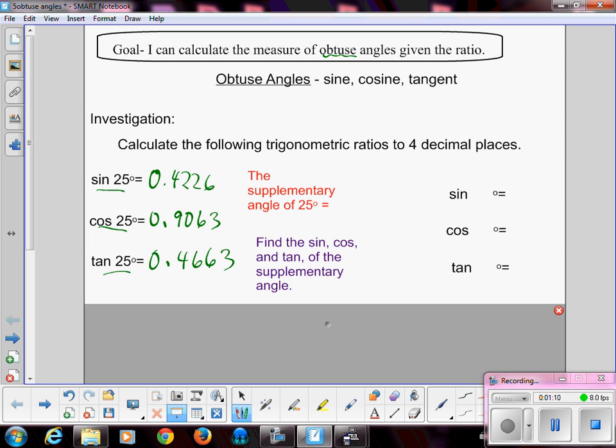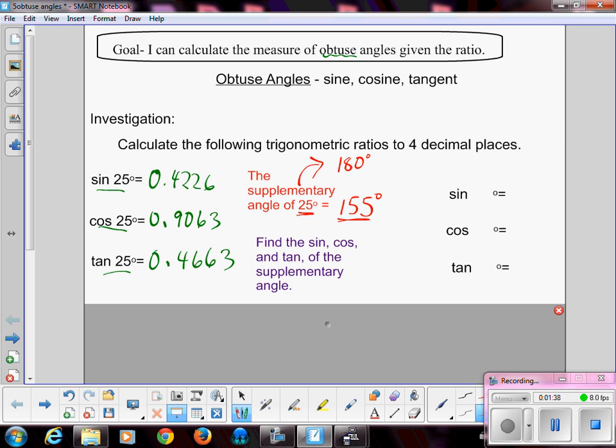Now, if I look at what the red says here, it says the supplementary angle. Supplementary means something that adds to 180. So if I have 180 and I subtract my 25, I would have 155 degrees. So 25 and 155 are supplementary angles because both of them together add to 180.